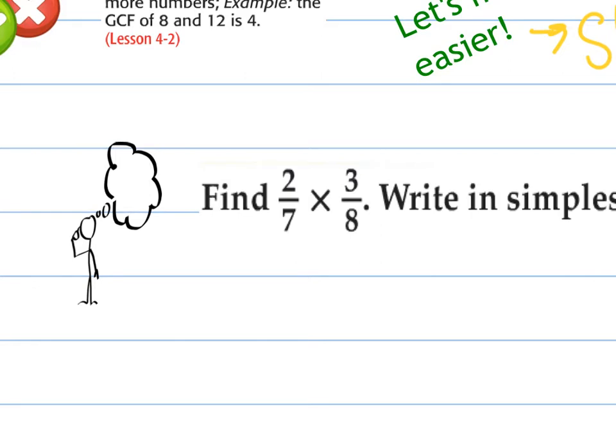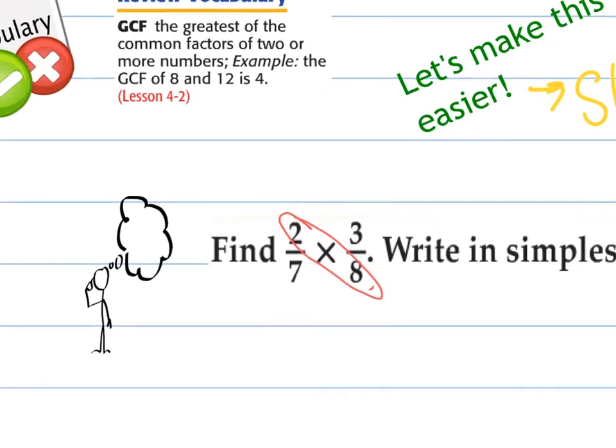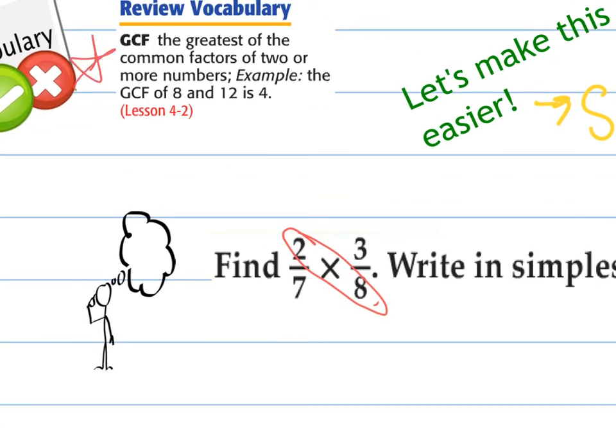Instead, what you can do is look at the numbers that are diagonal from each other, so the 2 and the 8, and the 3 and the 7. Okay, so let's start by looking at the 2 and the 8. I'm going to see, is there any number that both 2 and 8 can be divided by? It was talking about the greatest common factor. That's the biggest number that goes into both of them.